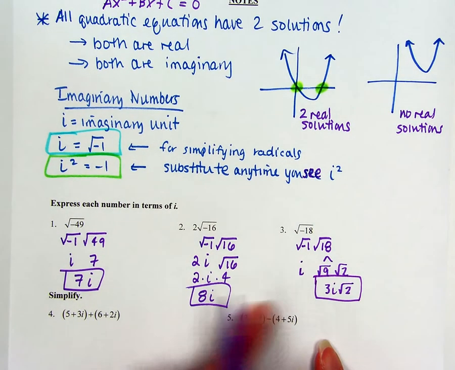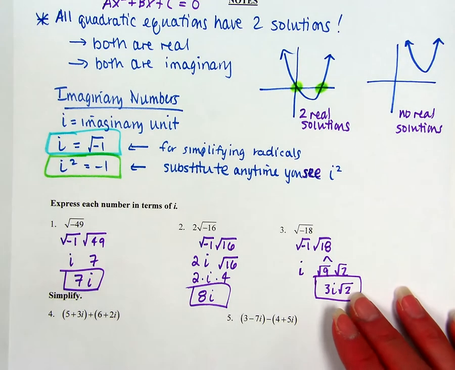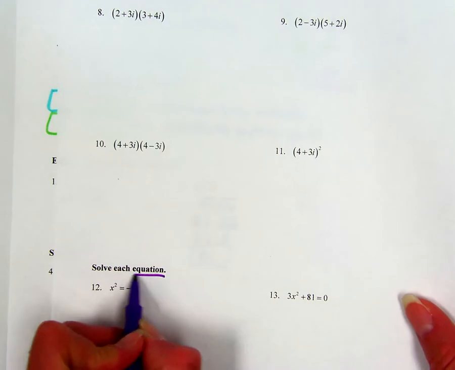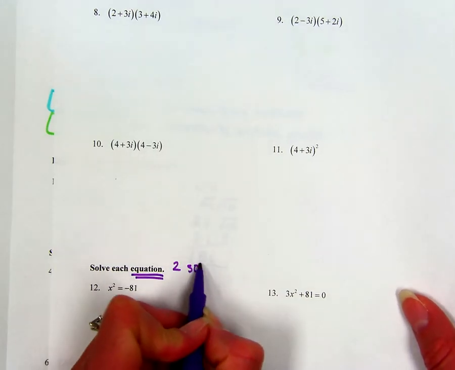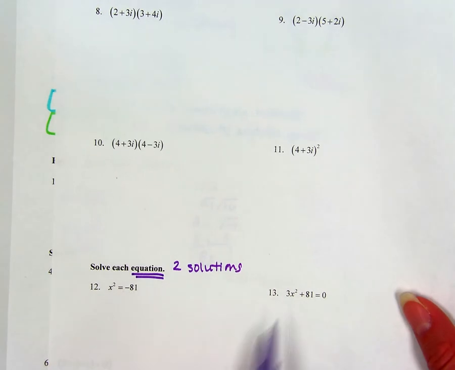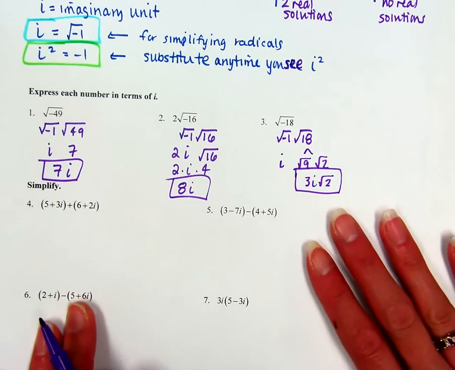Notice there's no pluses or minuses here. We're not solving an equation, so you shouldn't have two solutions here. It's only when you get to these problems, this is where you have to have two solutions. So anything where there's an equal sign, that's where you have two solutions. When there's no equal sign, you just get what you get.